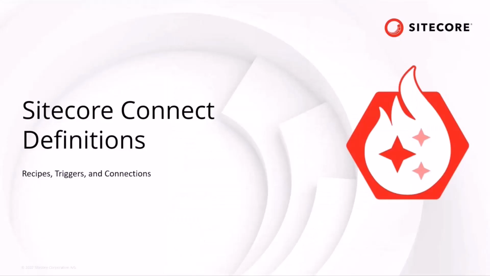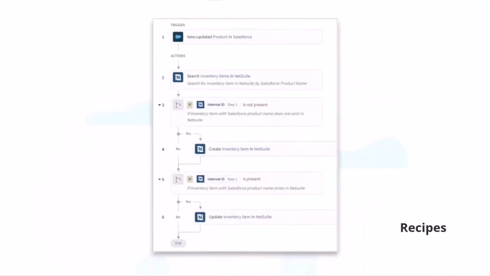I'll talk now about recipes, triggers, and connections briefly. Firstly, I'll be talking about recipes. We've been talking about these connection scenarios, integration scenarios between the platforms. And these integration scenarios, as we highlighted, are called recipes inside Sitecore Connect. So every time you want to integrate or automate a complex workflow between platforms with different conditions, all of that can happen through this drag and drop tooling here, where you can build your recipes.